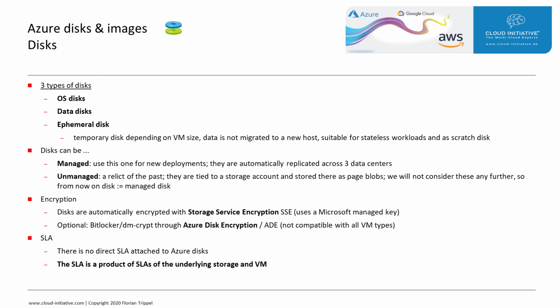In Azure we have three types of disks: OS disks, data disks, and ephemeral disks. Ephemeral disks depend on the VM series and size and are tied to the underlying physical host. When a VM is migrated to a new host, we will lose this kind of data, so ephemeral disks are most suitable for stateless workloads and as a scratch disk for big data and video processing.